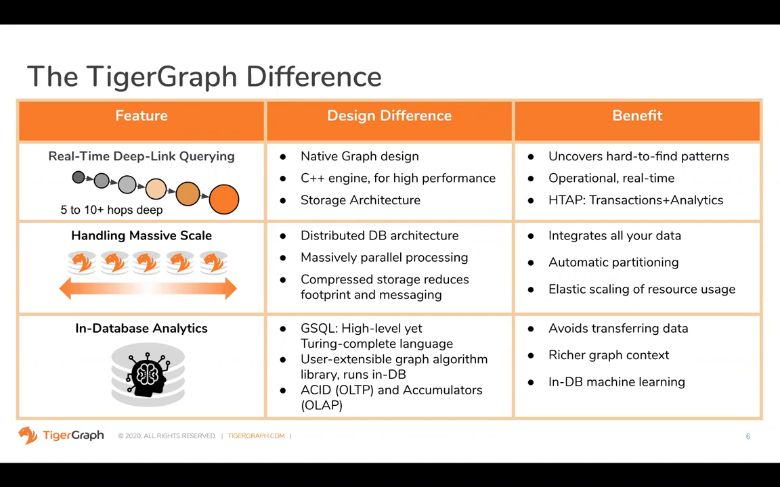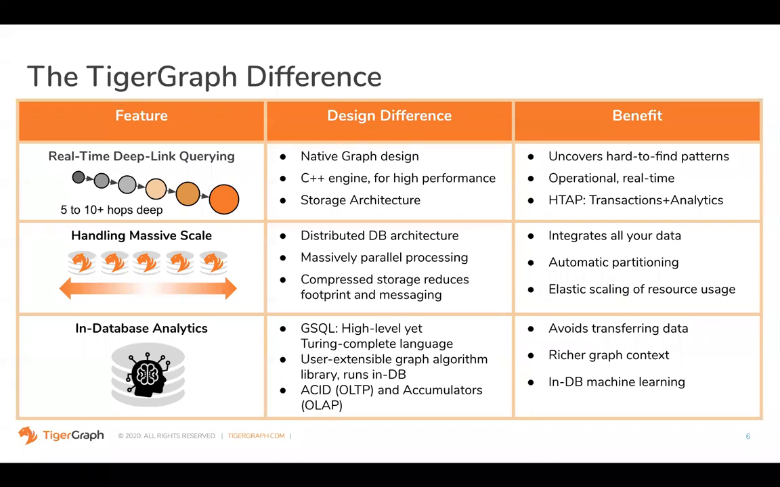First, real-time deep link querying: what does it mean? It means the ability to perform analysis on deeply connected data. Because if you think about the use cases that you have with graph, we're typically dealing with really connected data, where analysis can lead to connected data multiple hops, from 5 to 10 hops.